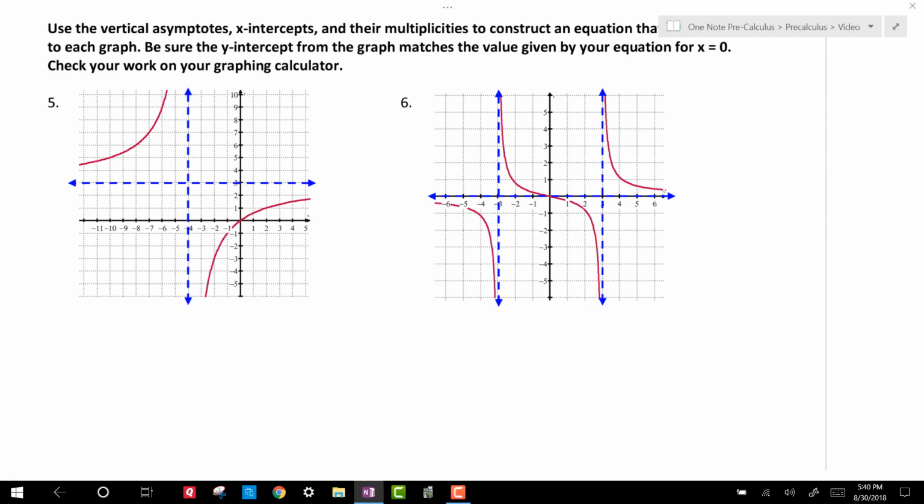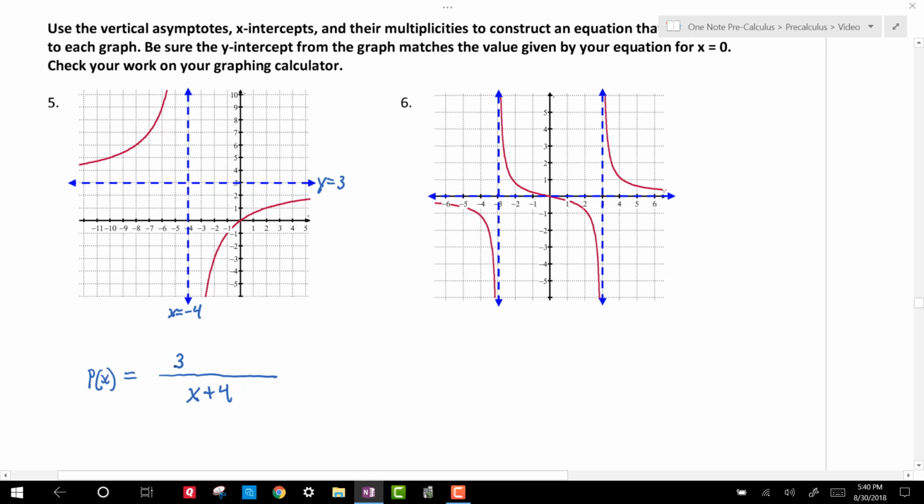The first thing I notice is that I have a vertical asymptote at x equals negative 4 and a horizontal asymptote at y equals 3. All right, so I know I'm going to have a function. I'll call it p of x. And I know that that function is going to have an x plus 4 in the denominator. And I've got to have some variable in the numerator with a 3 in the front.